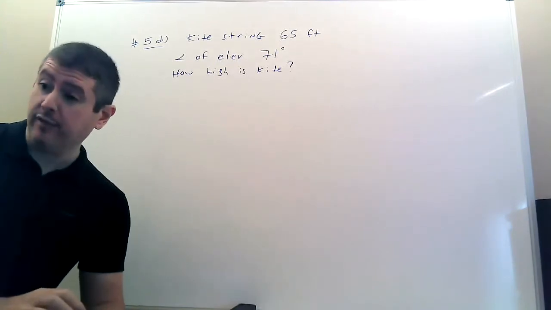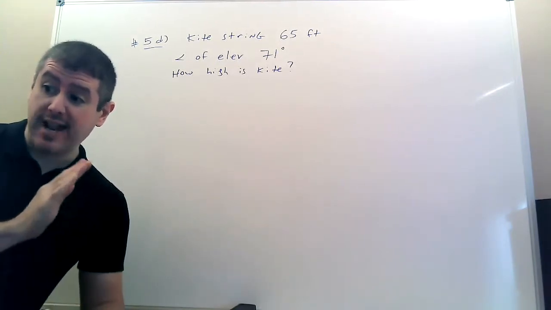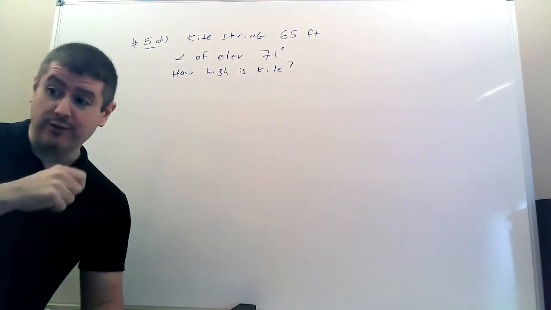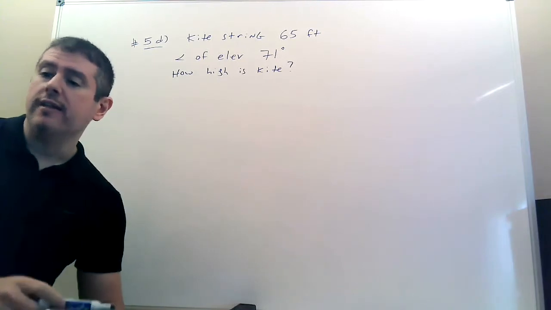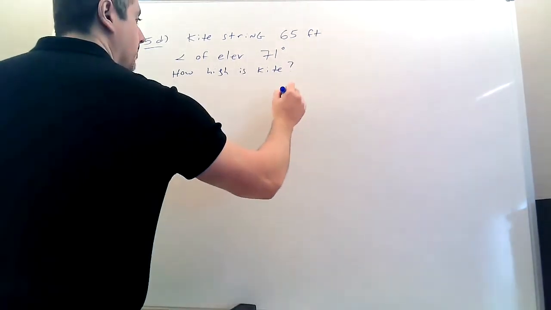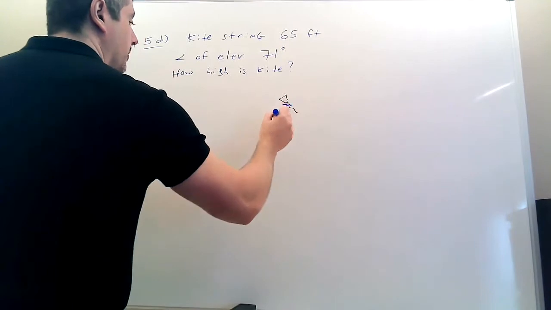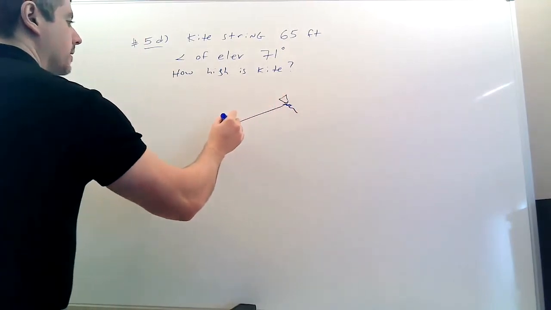And you know what? I have flown kites. The string will actually be pretty straight when the wind is really blowing. So that's why it actually makes a really nice hypotenuse. Now, so here's my kite. I mean, I can't draw to save my life. So here's the kite string.